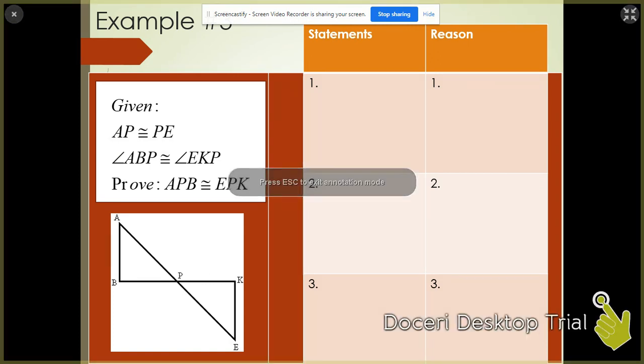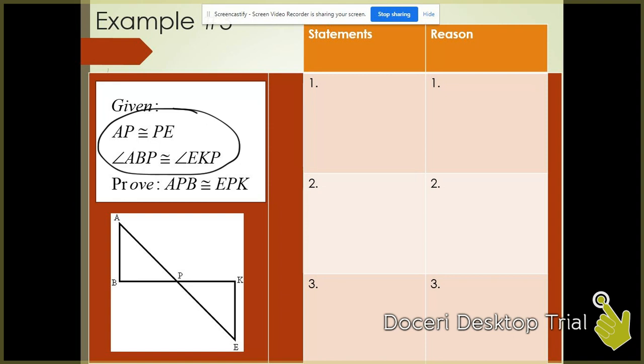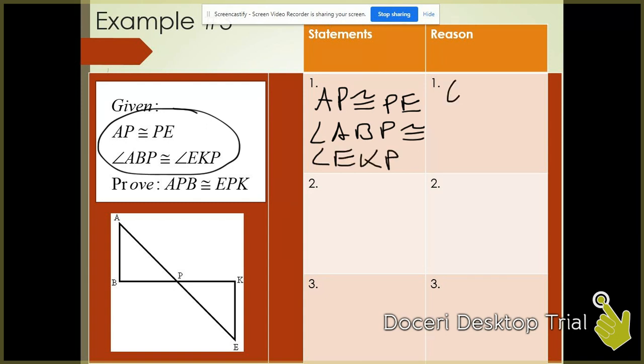So as with the other two examples, we're going to go ahead and write down our given information first. So we have AP is congruent to PE. And then we have angle ABP is congruent to angle EKP. And again, that is our given information. I'm going to go ahead and mark that. So I have AP and PE. And then we have angle ABP, which is over here, and angle EKP, which is over there.